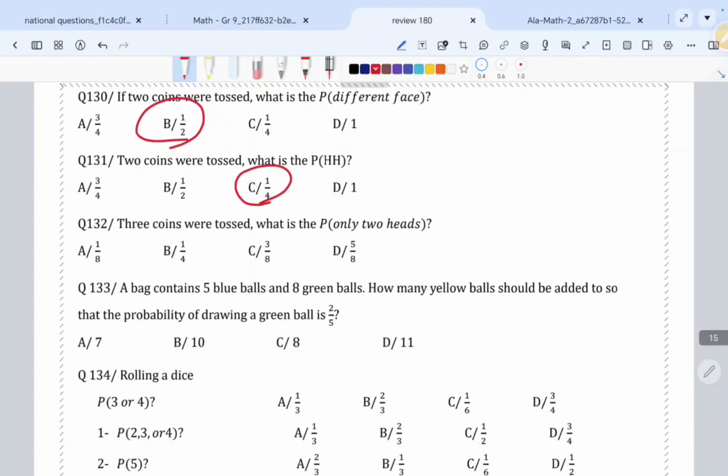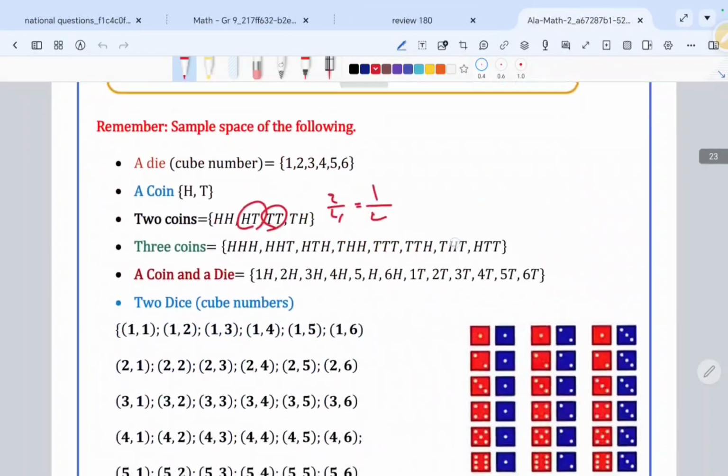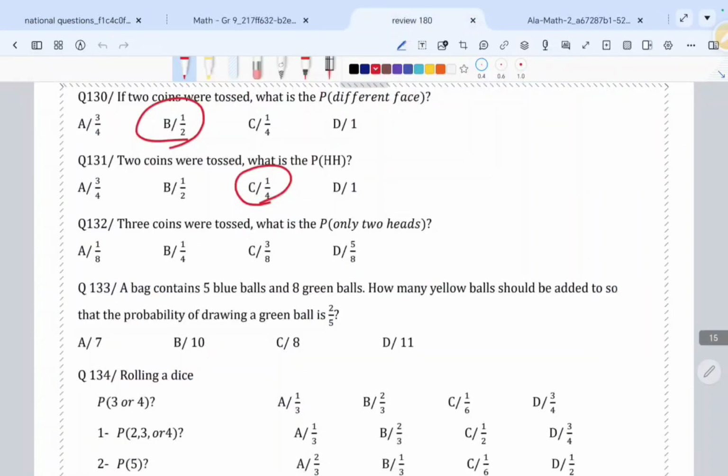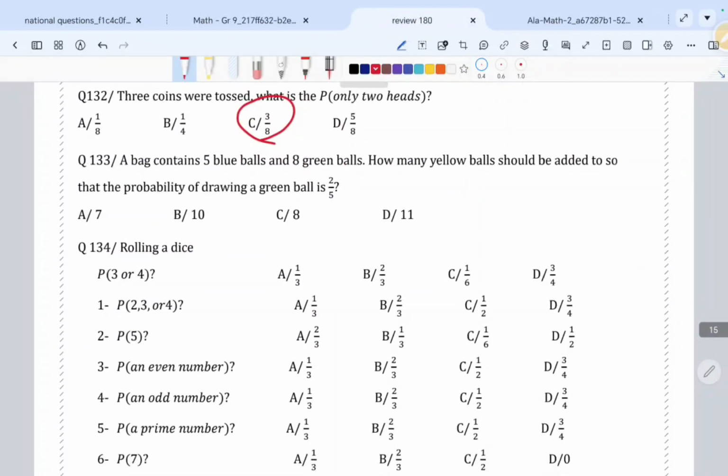Okay, only 2 heads for 3 coins. Okay, 3 coins were tossed. What is the probability of 2 heads? Let's see. 2 heads. This one, this one, this one, and done. So it will be 3 out of 8. 3 out of 8 is the correct answer.